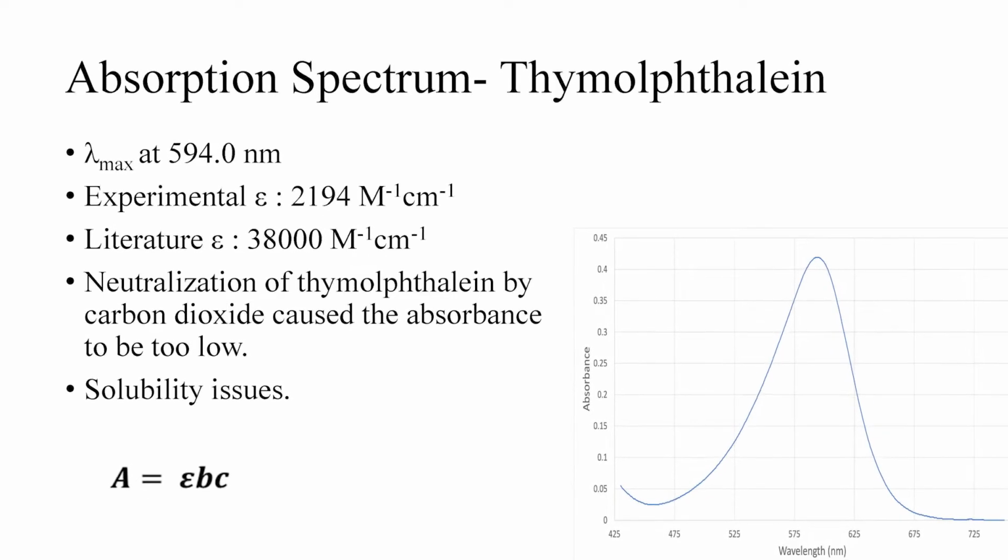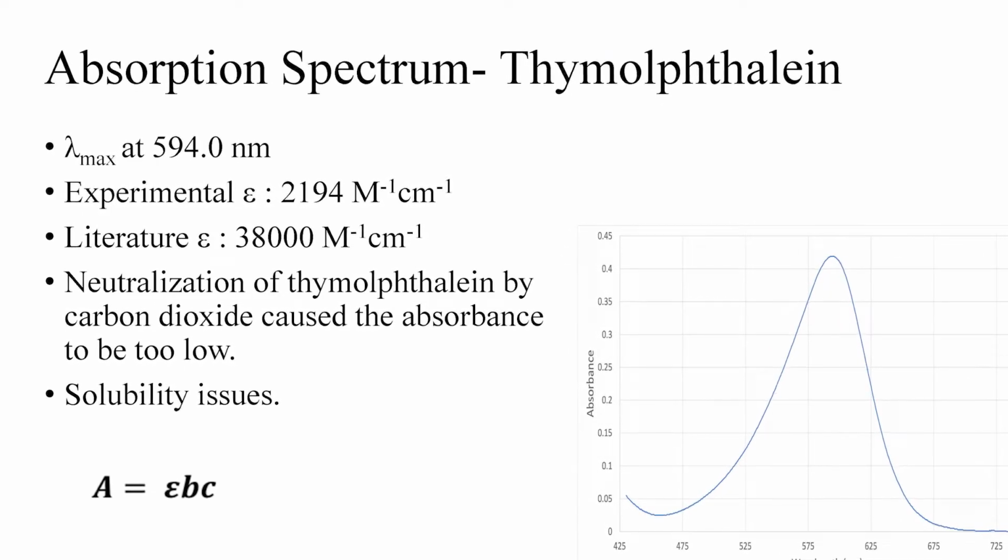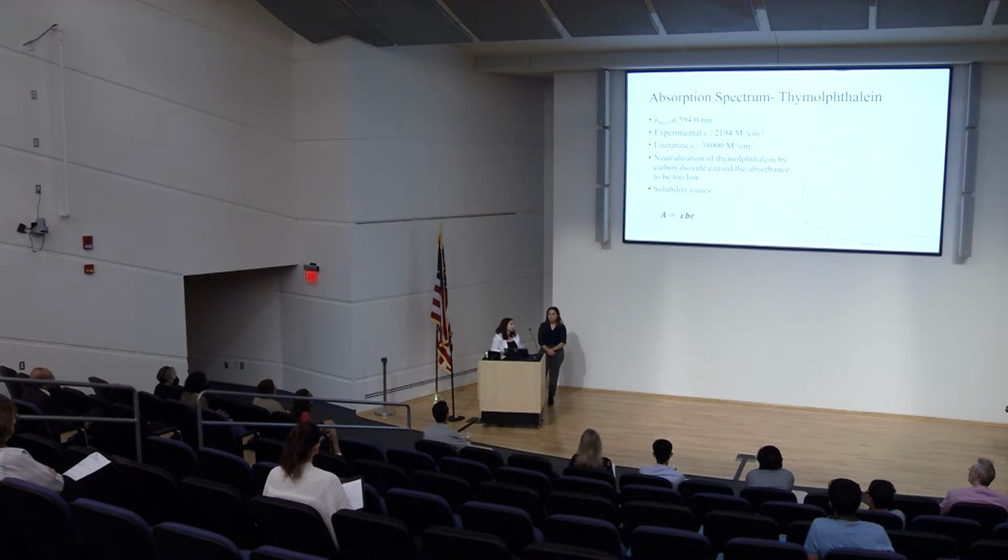Another problem that might have happened is that this measurement was done over the course of an hour. That is a long time for thymolphthalein to neutralize with carbon dioxide. And you need color to measure absorbance. So if it had neutralized, you would have lost the color. Thus, the absorbance would have been lower, and the molar absorptivity would have also been lower.